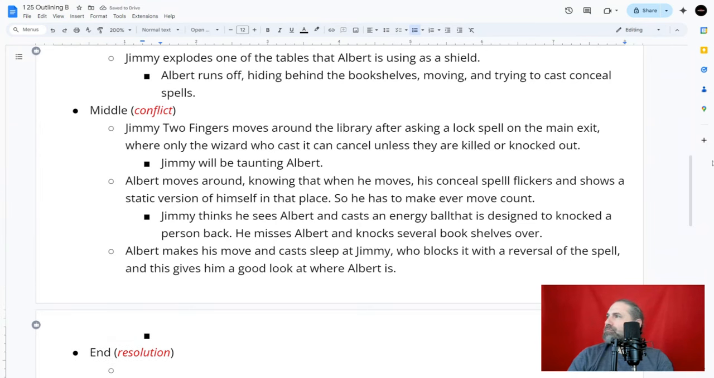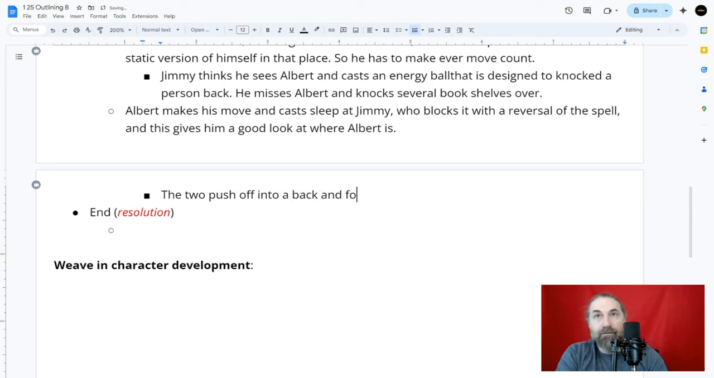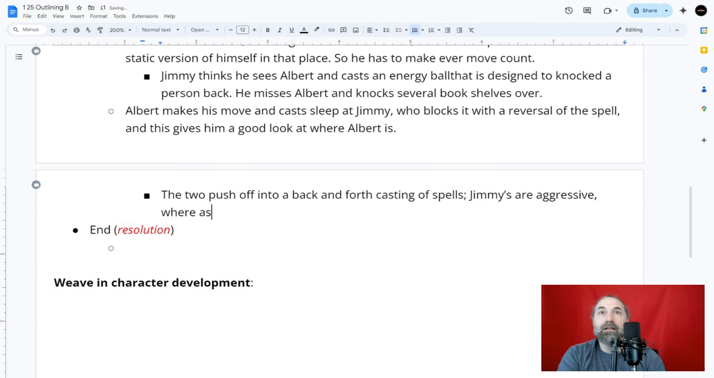All right. So from there, the two push off into a back and forth casting of spells. Jimmy's are aggressive, whereas Albert's are there to restrain Jimmy Two Fingers.